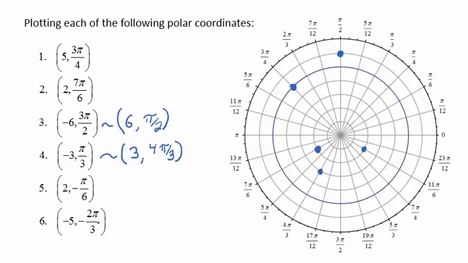(-5, -2π/3). So first rotate backwards 2π/3. The negative radius will reflect about the origin and would locate our point right here. Note that this is equivalent to the ordered pair (5, π/3).